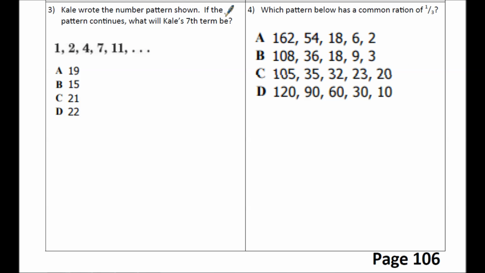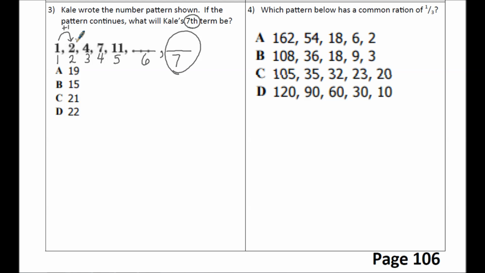Kale wrote the number pattern shown. If the pattern continues, what will Kale's 7th term be? The 7th term is very important. The first term is 1, the second term is 2, the third term is 3, 7 is the 4th term, 11 is the 5th term. We want to figure out what the next term is, or the 6th one, so that we can figure out what the 7th term is.